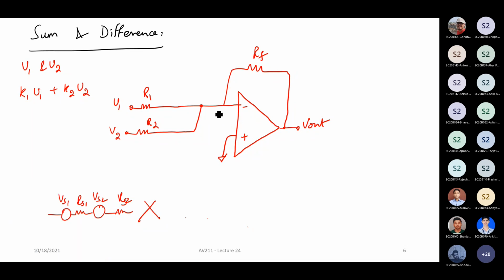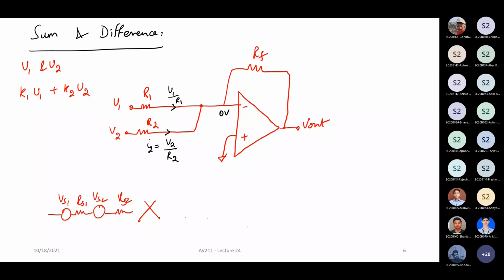0 volt, right? Now, because it is 0 volt, what is the current flowing through this path? Let's say I2, which is V2 by R2. And what is the current flowing here? V1 by R1.